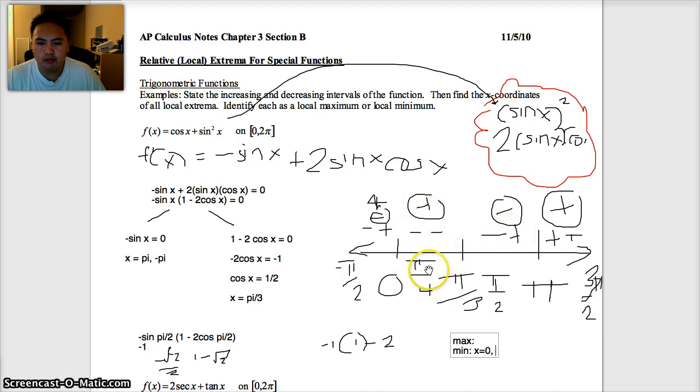Now, from this zone to this zone, I have positive to negative. That's a max, which means x equals pi over 3 is a max. And then lastly, I go from negative to positive. It's the same as 0. I have a min at x equals pi.